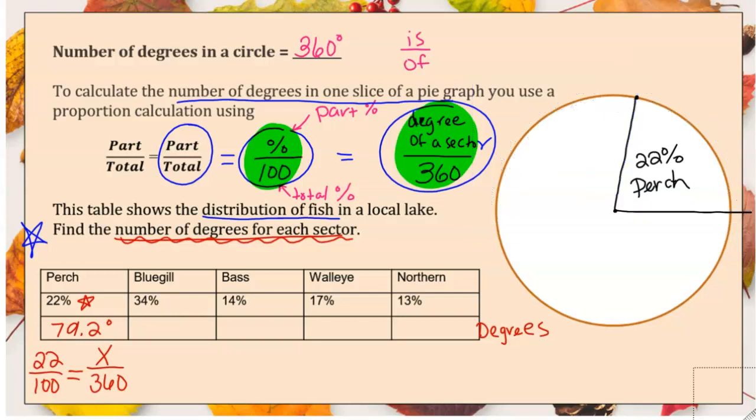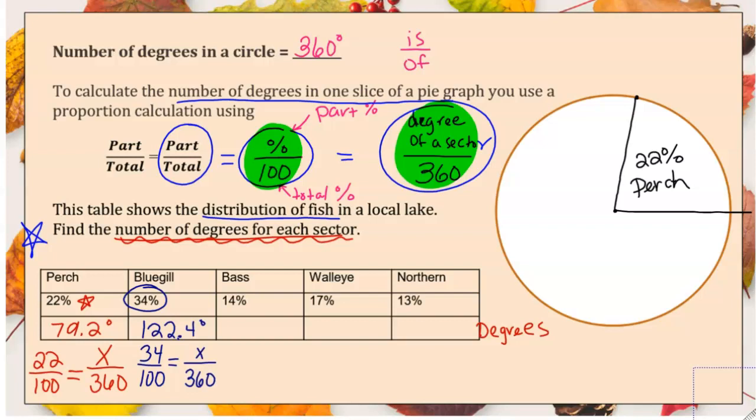Now let's find the degrees of the sector for the bluegill. I know that 360 degrees are in a circle. I need to find the part out of that total. And I don't know the number of fish, but I do know that 34% of my fish are going to be bluegill, part of that sector. So let's cross multiply this proportion. 34 times 360 and divide that by 100. I get 122.4 degrees. That's an obtuse angle.